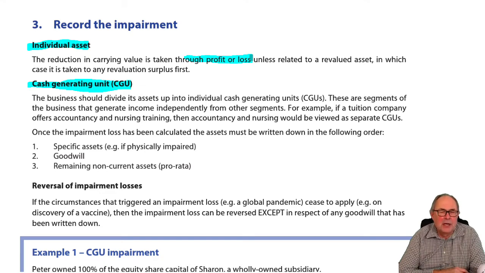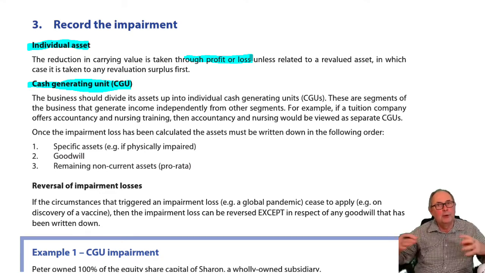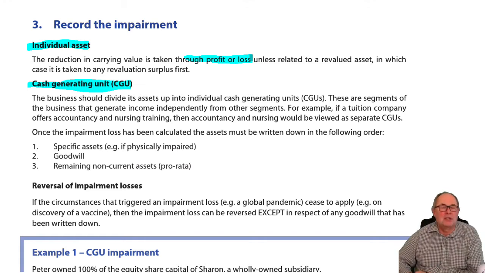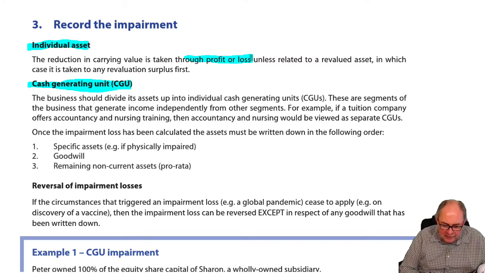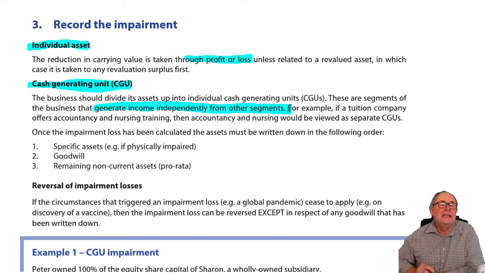In practice, though, the assets are usually grouped into lumps, or clumps, perhaps is a good word, which are known as cash generating units. So you need to learn the definition of cash generating units. They are the parts of the business that generate income independently from other segments.